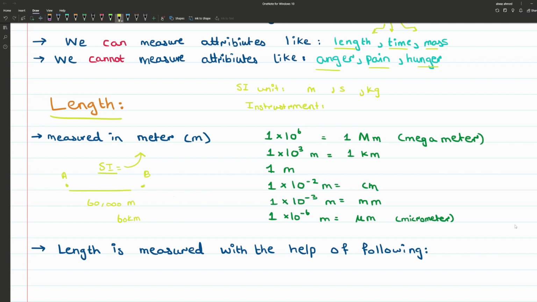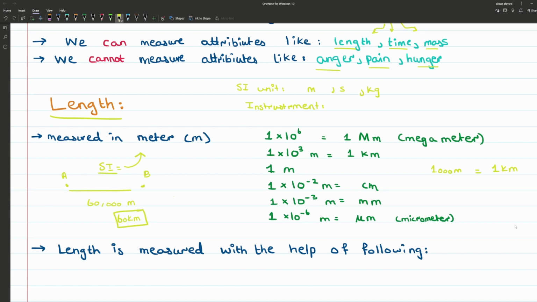Now what scientists did is that they used prefixes, powers of tens. For example, they said that rather than writing 1000 meters, we'll just simply write 1 kilometer. So rather than writing 60,000 meters, we just simply write 60 kilometers.